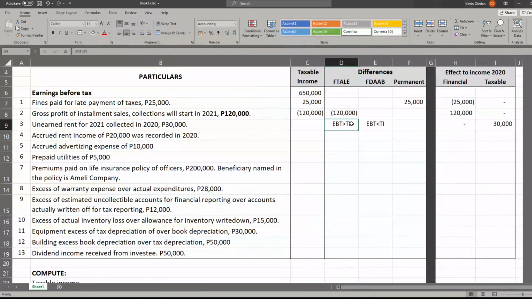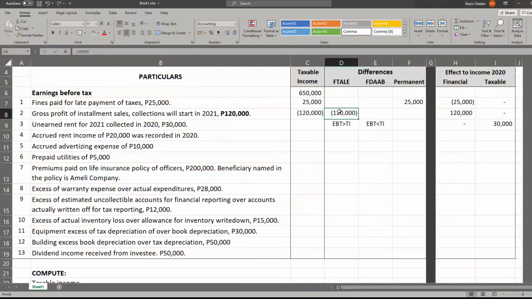Now, let me rewind back to item number 2. The effect to income of item number 2 is 120 additional to financial and then nothing is added to taxable. So, ano ang naging result niyan? Ang naging result po nito is financial income will be greater than taxable income kasi may idinagdag ka sa financial, meanwhile in taxable walang nangyari. So, earnings before tax greater than taxable income, right? Kaya po, naging taxable si number 2.